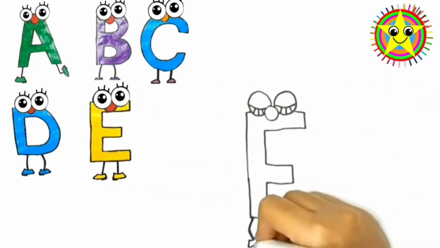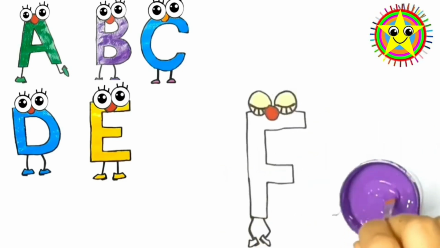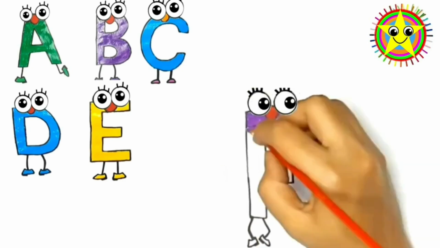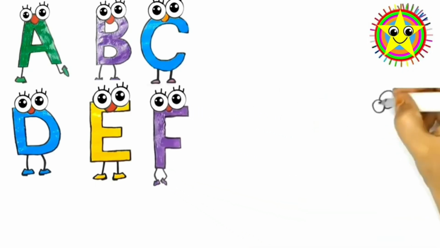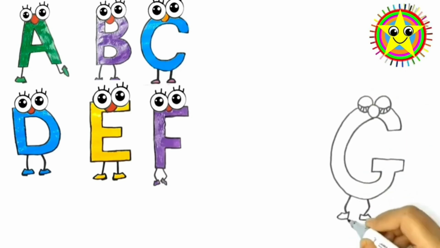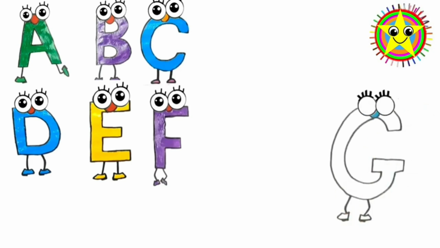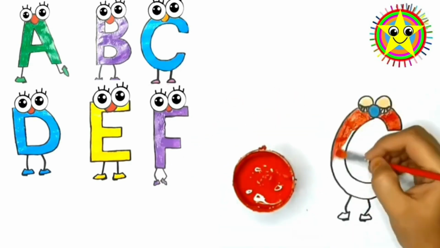F. Purple. Wow, it looks super cute. F has magical eyes. G. Wow, it looks super cute. Red. G has magical eyes.